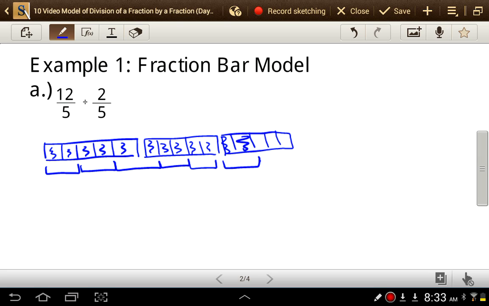I'm always looking at my shaded. Now count them. 1, 2, 3, 4, 5, 6. So 12 fifths divided by 2 fifths equals 6. Okay, and that is my answer. And you can see here that 12 fifths, if you're thinking about converting to a mixed number, is 2 and 2 fifths. So you can kind of see the conversion there too. That's the nice thing about making these models. Okay, so 12 fifths divided by 2 fifths is 6. If you need more time to write that down, go ahead and pause. Otherwise, I'll be moving on to example 2.